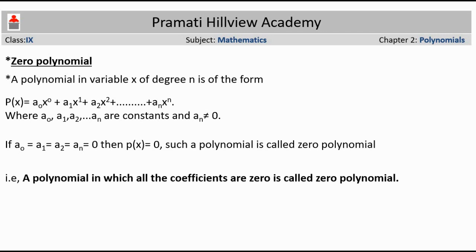That is, a polynomial in which all the coefficients are 0 is called a zero polynomial, and the degree of the zero polynomial is not defined.